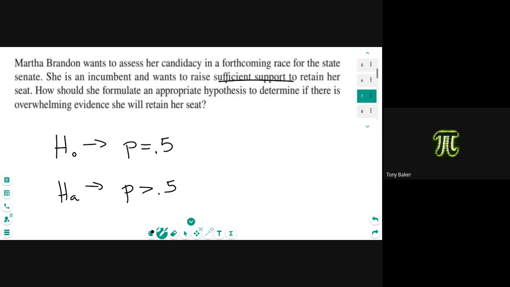Would this be considered a one-tail test? This would be a one-tail test, correct, because we're only going one direction, going from that 0.5 and then forward. So anything over 0.5 would be considered significant support for her. Again, this is only step one of about 6 steps that we're doing in actually testing.